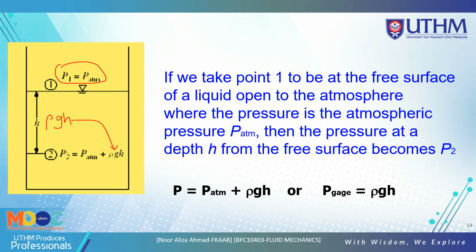To get pressure 2, we must include the pressure at point 1 plus the pressure from this rho g h. So to get pressure 2, you must know pressure 1 plus the pressure at this depth H. That's why you take the density of the fluid times g times H.